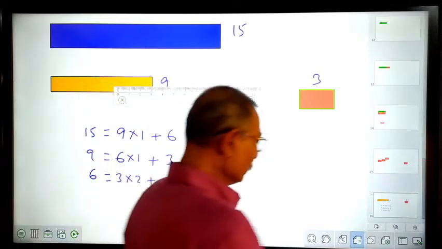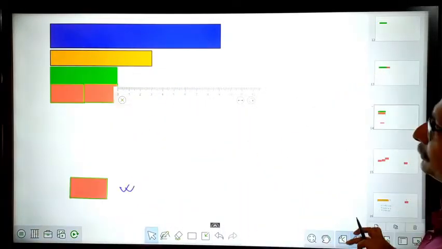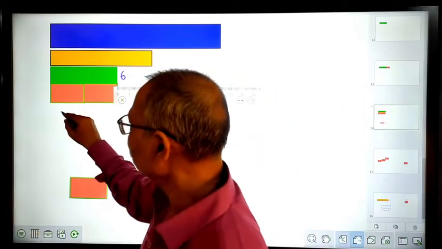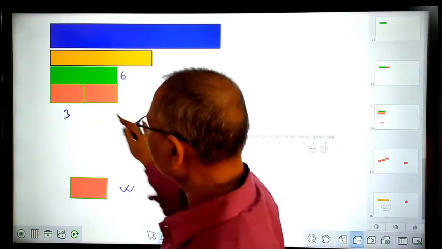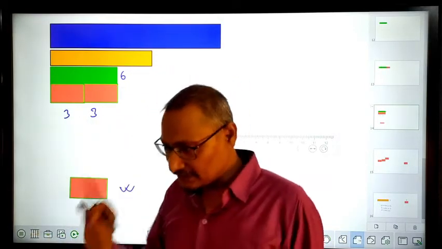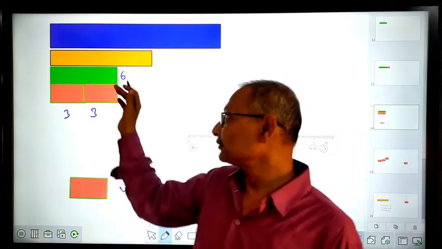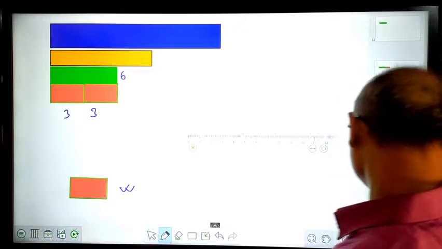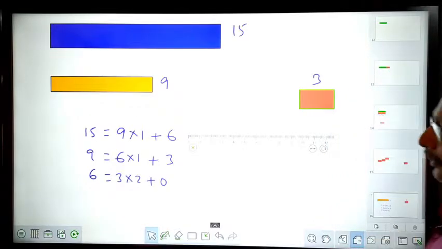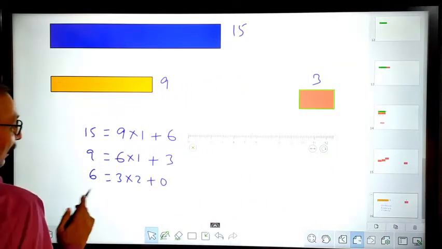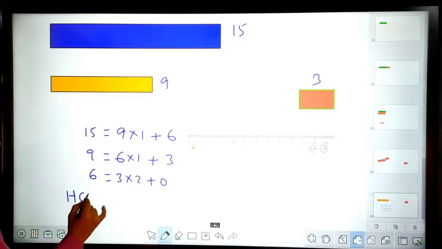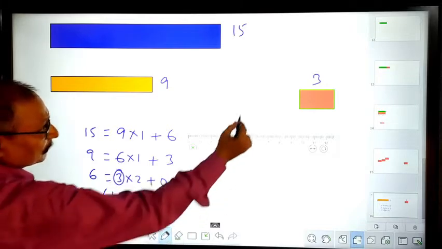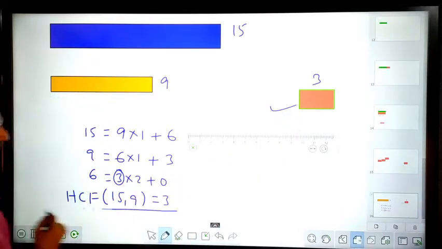We should check this again with the help of the activity. Clearly you can find that this was of 6 units and this was of 3 units, and you are visualizing that there are two such rectangles. That means this 6 is divided by 3 by taking 2 units, so the quotient this time is 2. Finally we say that the HCF of 15 and 9 is equal to this last one, and this is the answer.